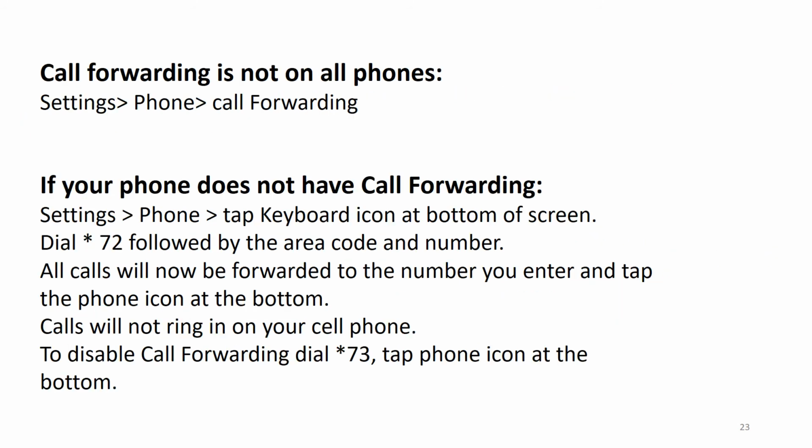Call forwarding is not on all phones. Go to Settings, Phone, Call Forwarding. If your phone does not have call forwarding, go to Settings, Phone, tap the keyboard icon at the bottom of the screen. Dial *72 followed by the area code and number. All calls will now be forwarded to the number you entered. Tap the iPhone icon at the bottom. Calls will not ring in on your cell phone. To disable call forwarding, dial *.